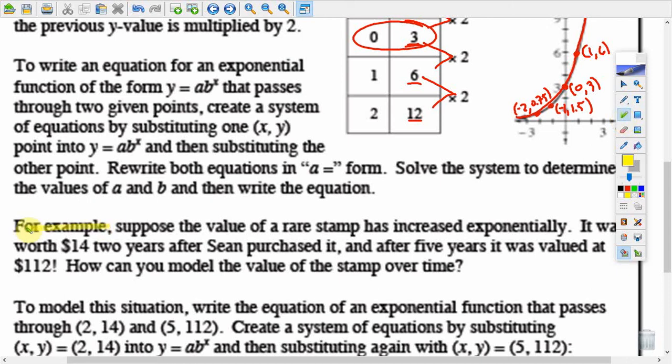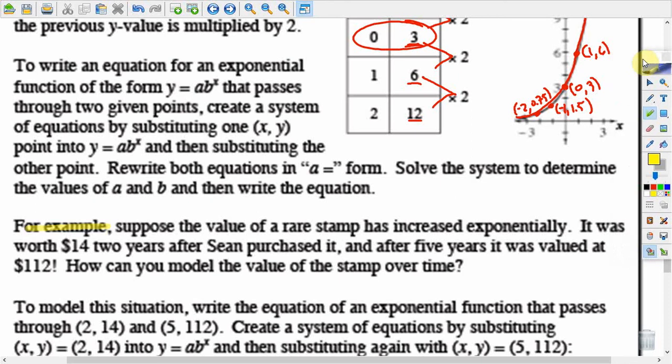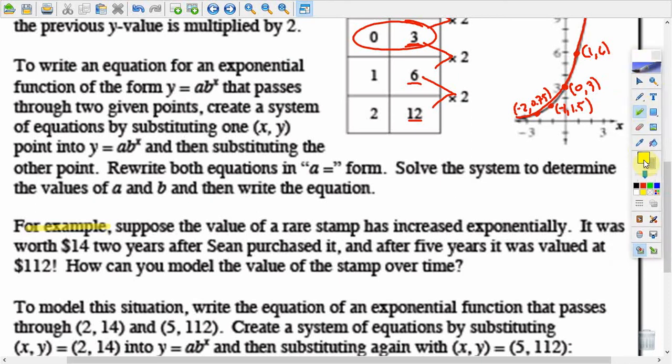So for example, suppose the value of a rare stamp has increased exponentially. It was worth $14 2 years after Sean purchased it. And after 5 years, it was valued at $112.